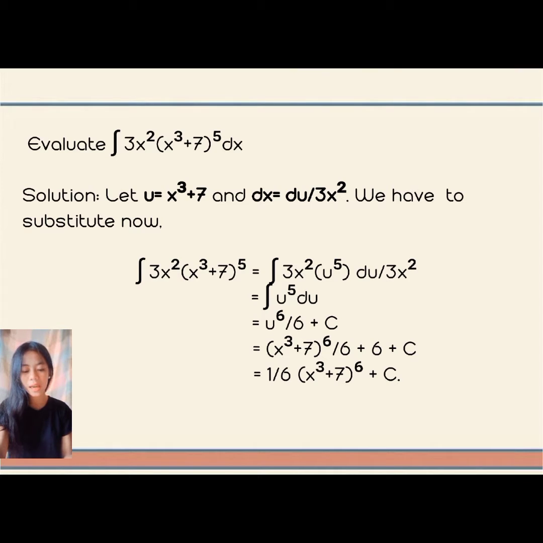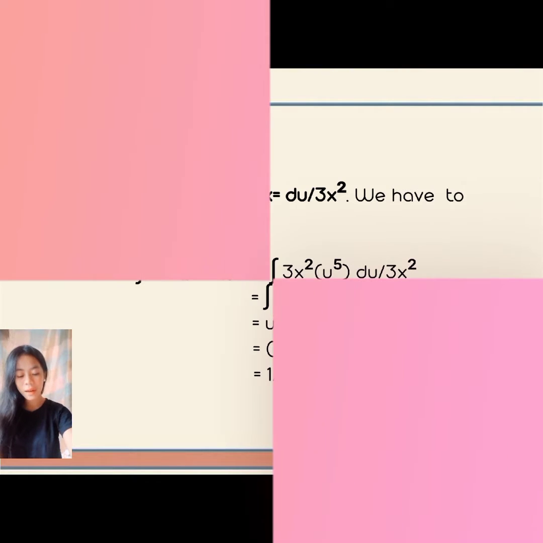So let us have the antiderivative of 3x squared, then x cubed plus 7 will be u raised to 5 and dx will be du over 3x squared. And the antiderivative of u raised to 5, that is u raised to 6 over 6 plus c. And this time, we can substitute the value of u, that is x cubed plus 7. So our final answer will be x cubed plus 7 raised to 6 over 6 plus c, or can be written as 1 over 6 times the quantity of x cubed plus 7 raised to 6 plus c.